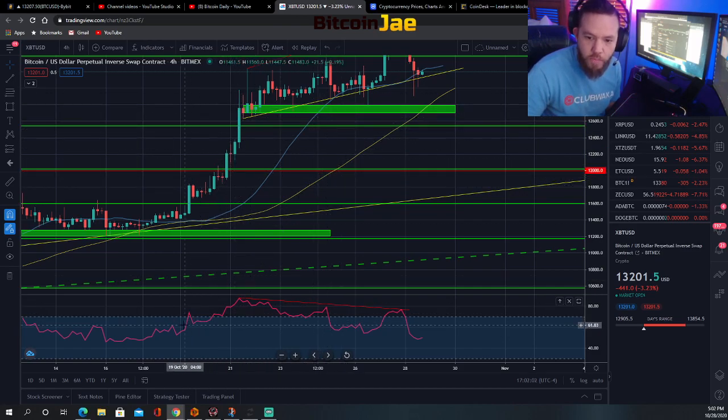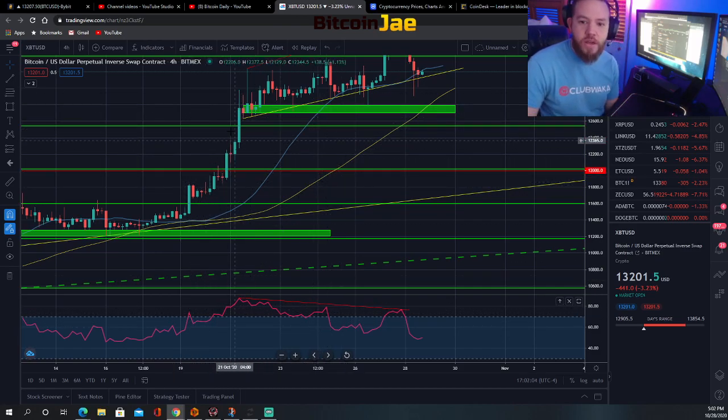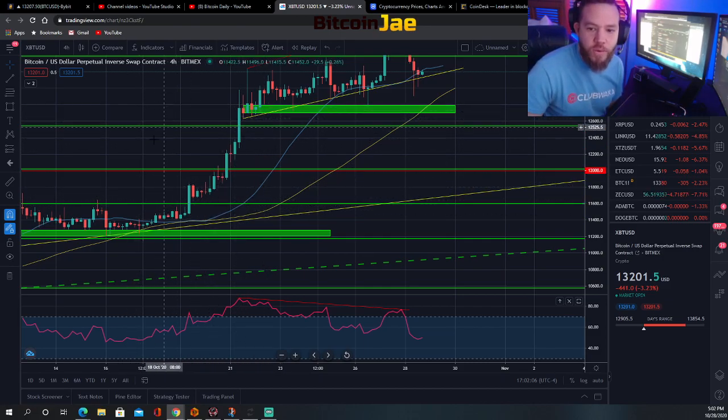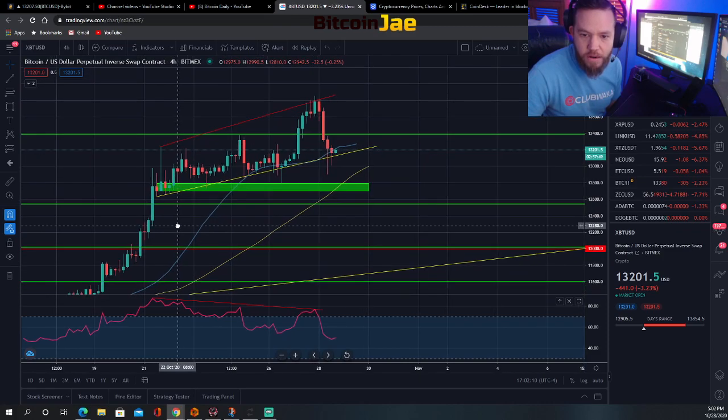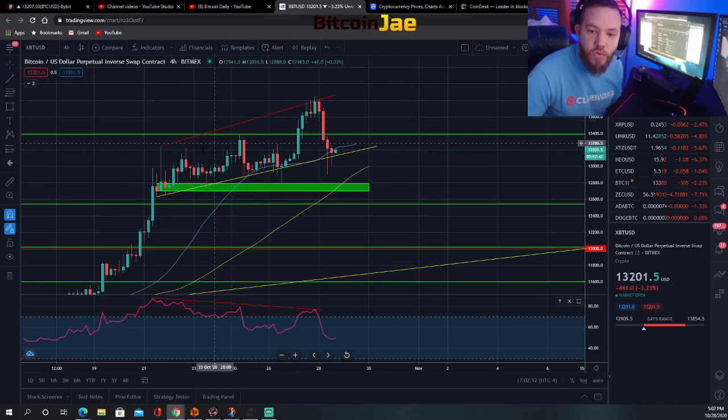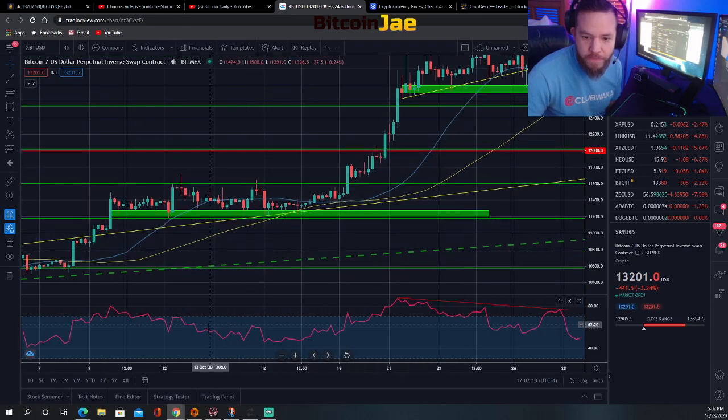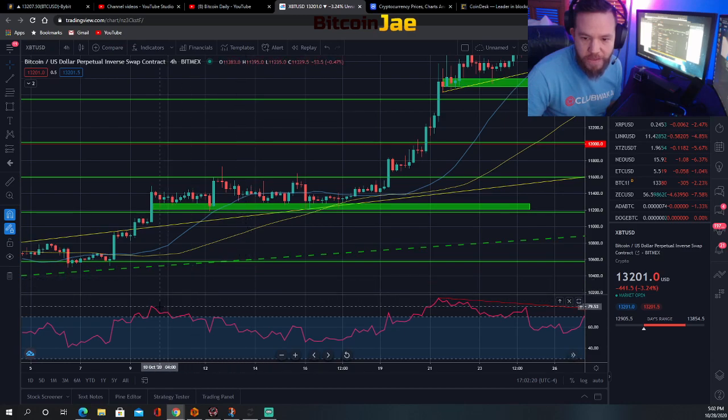So the momentum at this point was agreeing with what the price was doing, with the price action. Now when we come over here, it's not agreeing anymore because price action is going up, momentum's going down, so there's something off there, right? If we come over here, look at this, right? A lower high to a higher high. This is a higher high to a lower high.